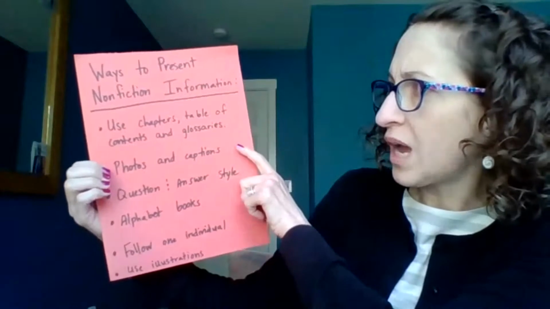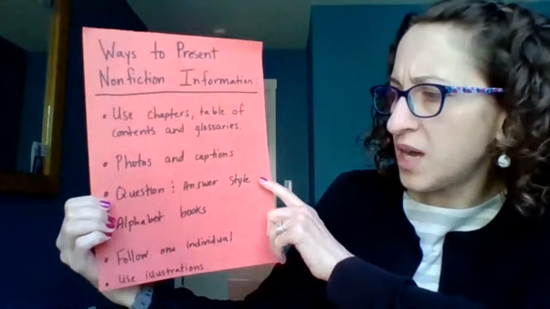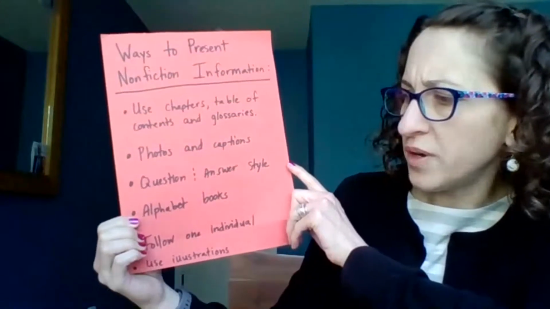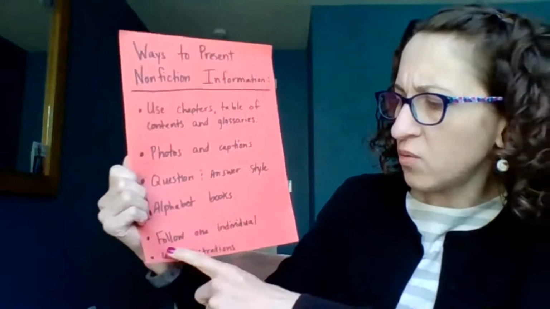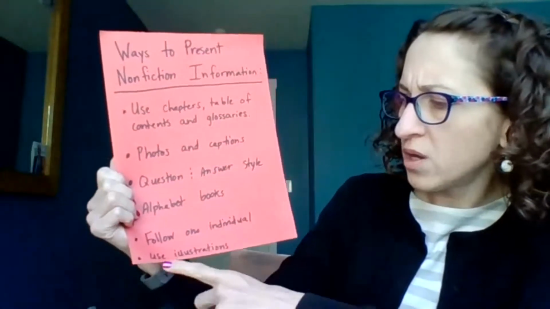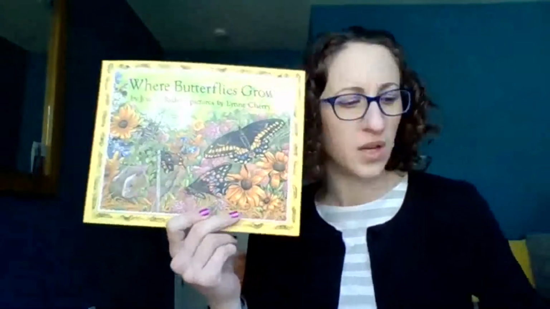You can use photos and captions. You could do that question and answer style. You could do an alphabet book like the one we've read. You can follow one individual. You can use illustrations as well. So when I'm reading Where the Butterflies Go, kind of pay attention to that. What is the style of this book? Is it something we've seen or is it something new?